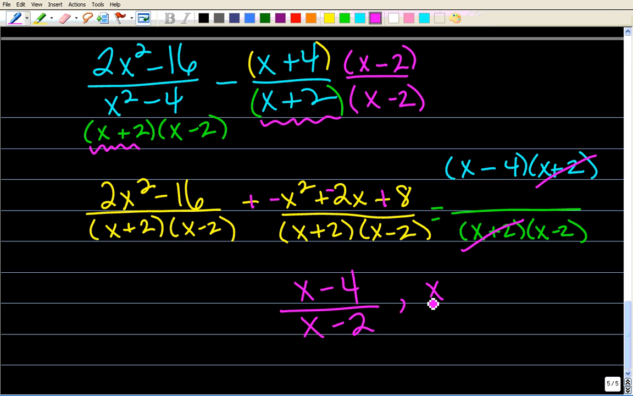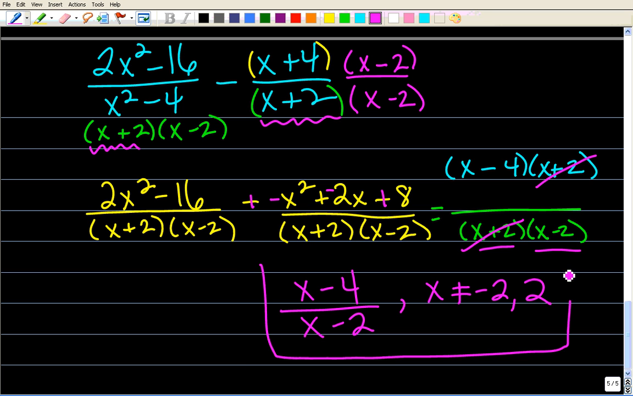And it is undefined where? Go back in time, travel backwards, before we cancel things out. Look at the denominator. What x values would make the denominator 0? If I set x plus 2 equal to 0 and solve for x, I would get negative 2. And if I set the x minus 2 equal to 0 and solve for x, I get positive 2. So you get x minus 4 over x minus 2, where it's undefined for x equal to negative 2 and positive 2.